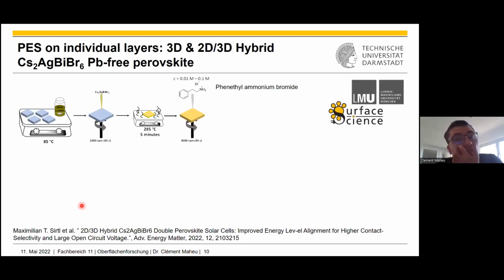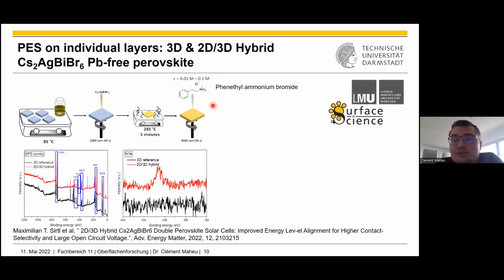Maximilian came with this work where he has some lead-free perovskites, and he found out that when you put phenethylammonium bromide, which is used as a spacer, you will create a 2D perovskite on top of your 3D. So you will get a 2D/3D hybrid perovskite solar cell. And he wanted to understand the influence on the electronic structure of this device.